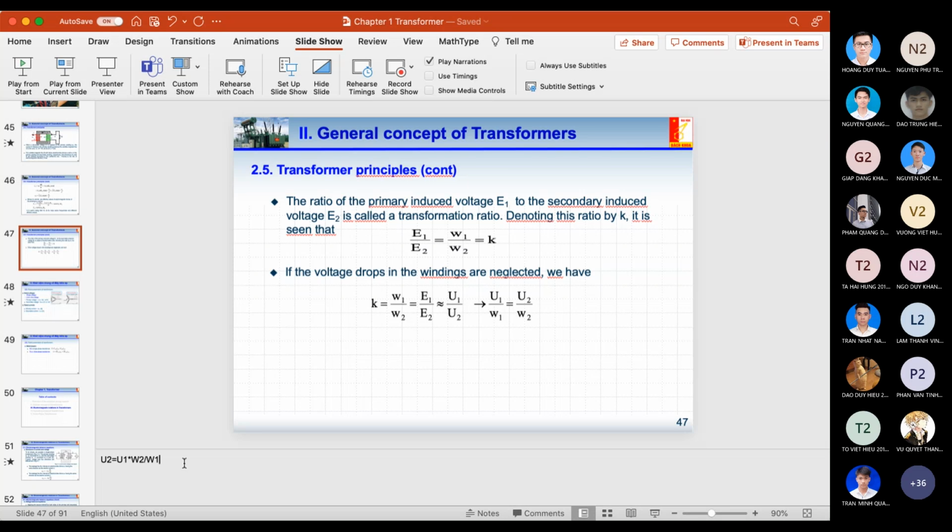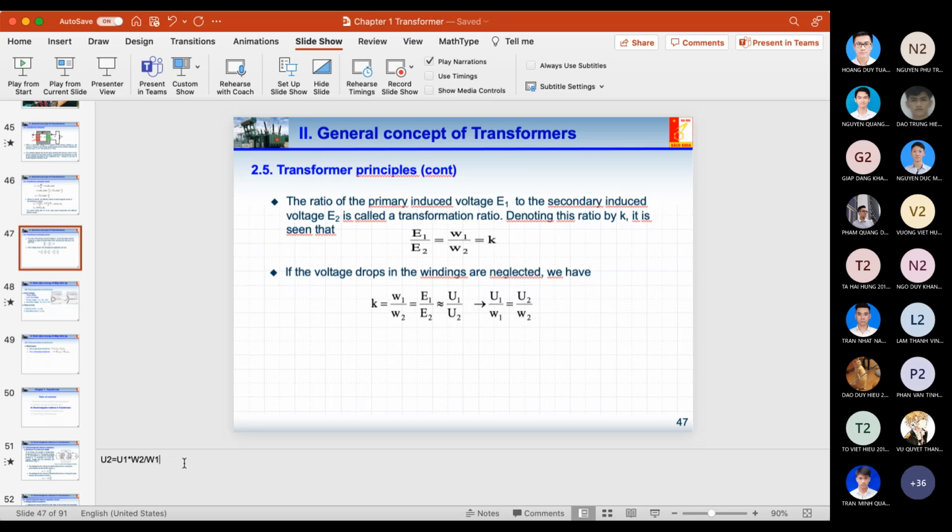Okay, so you answer that because W1 is located outside of W2, it means that it's very easy for us to change the turn number of W1. Okay, the first idea is correct, and I agree completely with the answer.